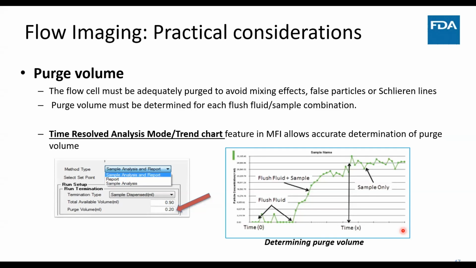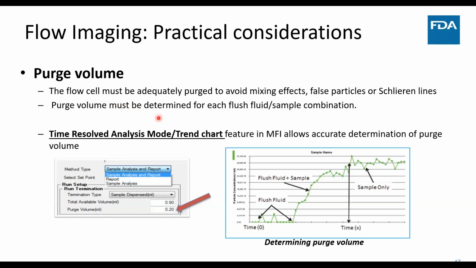Purging our system in between runs. We don't want to have particles from our previous run interfering with our current run. But at the same time, we have to be careful how we clean our systems, right? You want to make sure your flow cell is adequately cleaned and purged to avoid mixing effects, false particles, or slurring lines. I will explain what that is in the next slide.